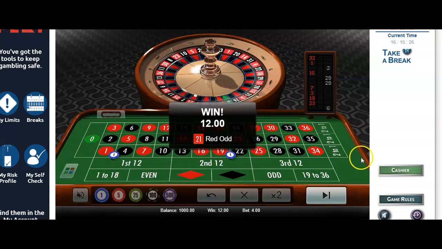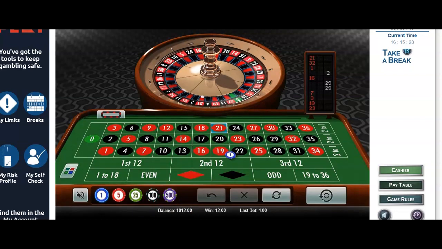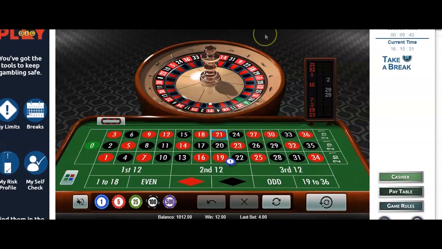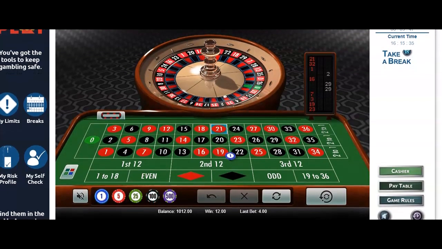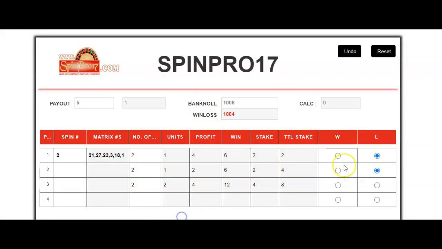There you go. Okay, so I'm already $12 ahead. If you look at the time, notice this. I've only been playing for 9 minutes. Okay, so in 9 minutes, I'm ahead by $12. That's not too bad.